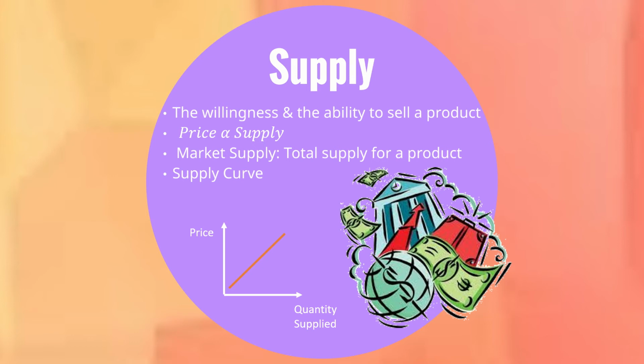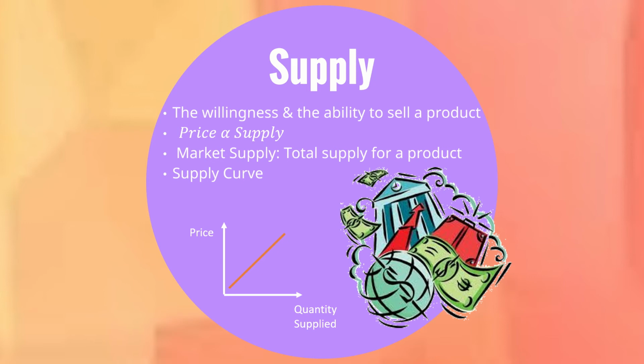Market supply. What is market supply? Total supply of a product. For example, firm A is supplying 10 soft toys. Firm B is supplying 20 of them. So the total market supply would be 30 if the market is only firm A and B.